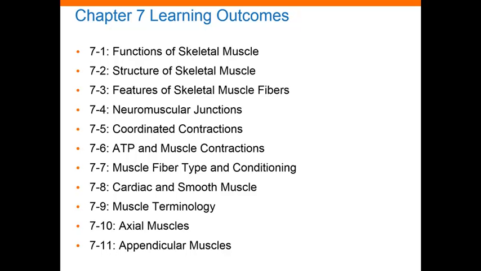Then we have one slide on muscle fiber type and conditioning. And then we have two slides, one for cardiac muscle and one describing smooth muscle. Last, we discuss some muscle terminology and then do a tour of the muscles of the human body, starting with the axial skeletal muscles and the appendicular muscles.